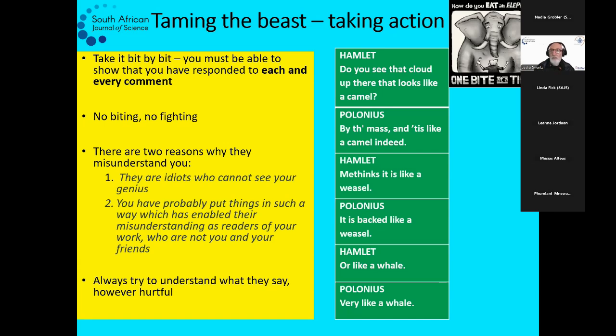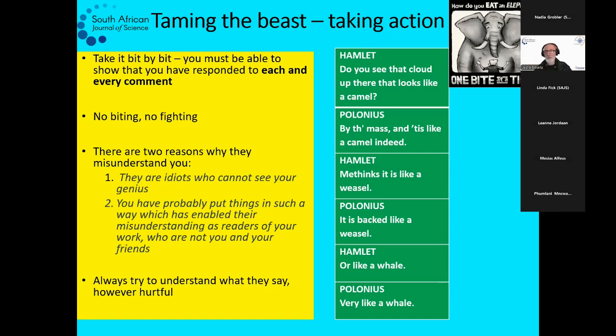It is pointless to start arguing with your reviewers. Yes, they will misunderstand you, and we all know that the reason reviewers misunderstand us is they cannot see how brilliant we are. But what you have to ask yourself is, if they really misunderstand what you're doing, what have I done that has helped them to misunderstand me? Is there another way I could have put things that would have helped them to understand me better? So always try and understand what reviewers say, however hurtful they may be.